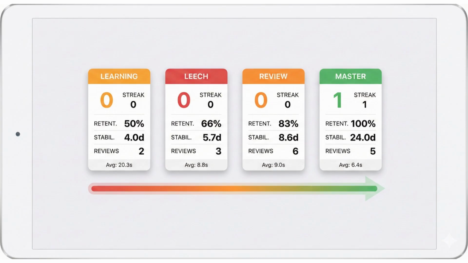But I know we want speed. We don't want to analyze spreadsheets during a review session. That's why I built the verdict system. Green means master. You own this card.